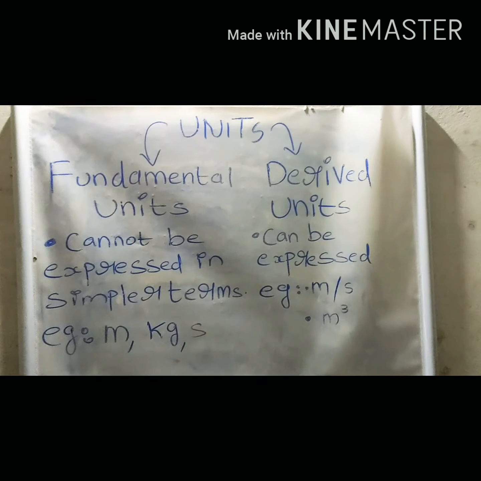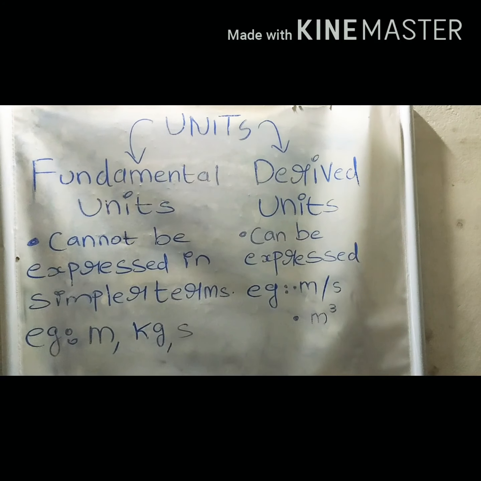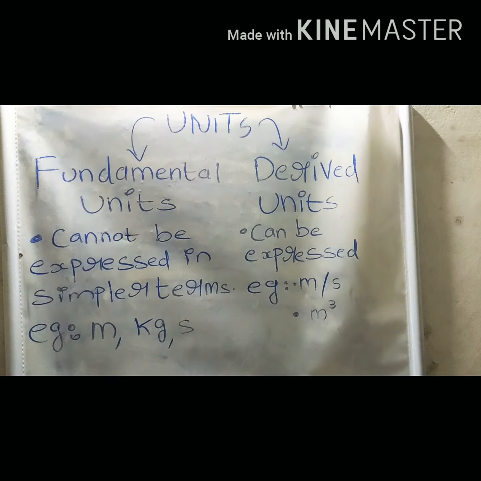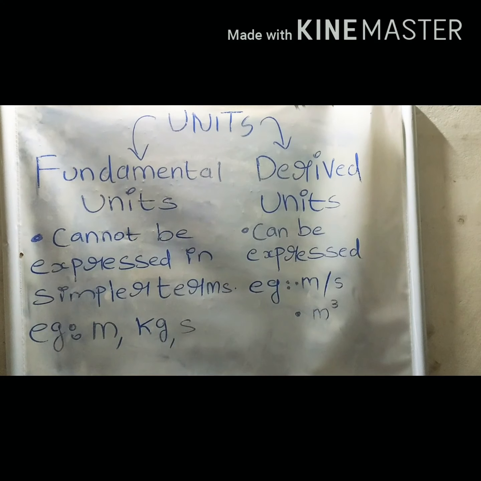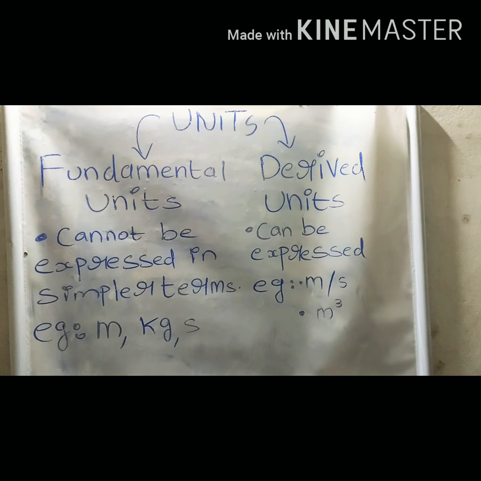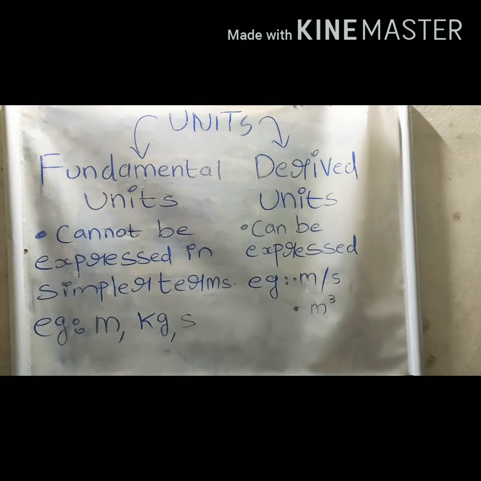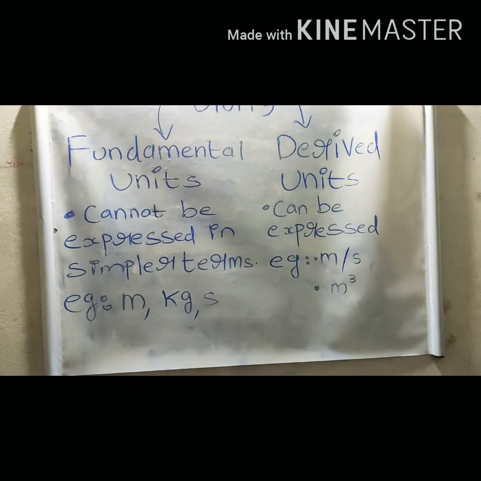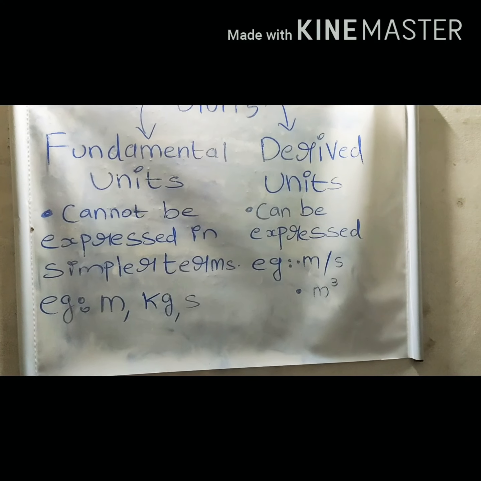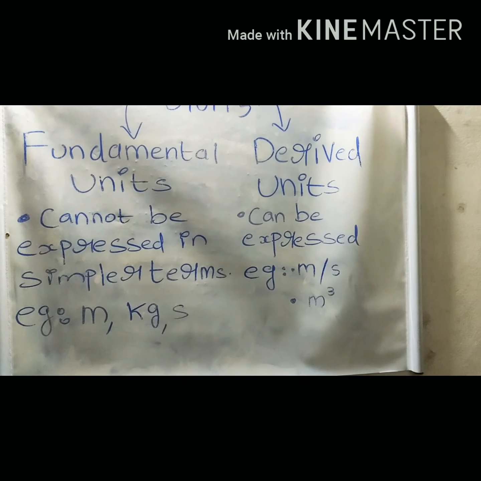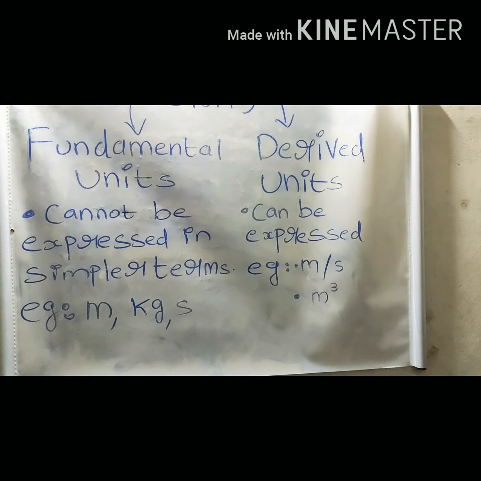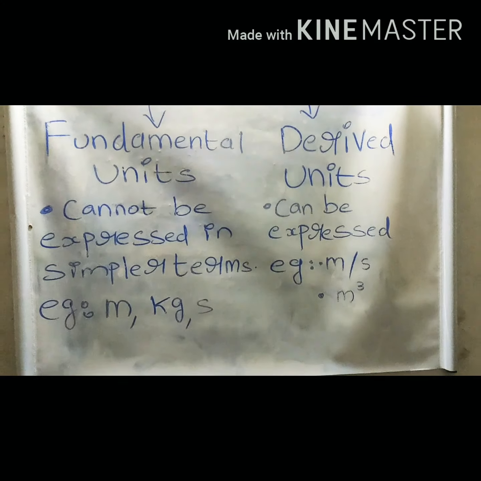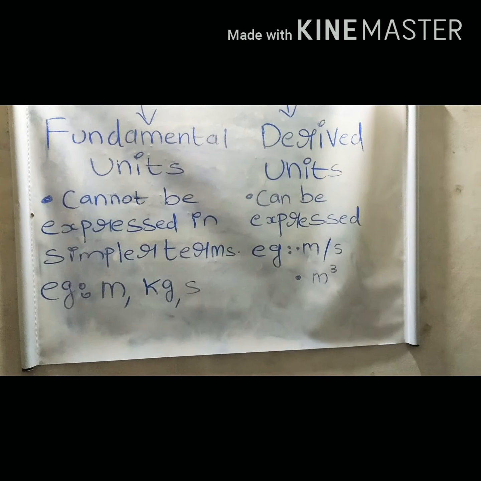Like this, we can classify the quantities into fundamental quantities and derived quantities. Examples for fundamental quantities are length, mass. Examples for derived quantities are velocity, acceleration, volume, area. So all of you note this in your notebook.